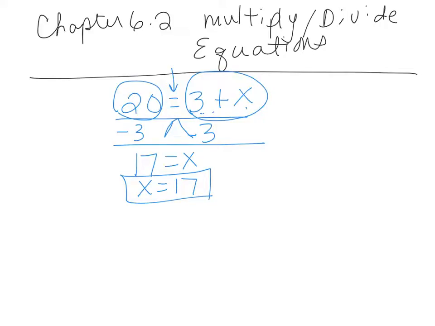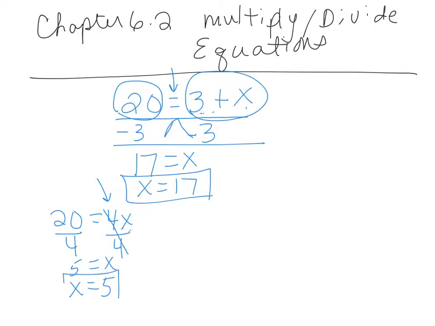So let's say we have 20 equals 4x. We're working on the x side here. And what's happening to x? It's being multiplied by 4. So we divide both sides by 4. And we can do that because that's the division property of equality. And so we get a coefficient of 1 over here, and 20 divided by 4 is 5. 5 equals x. We're going to flip that, x equals 5.